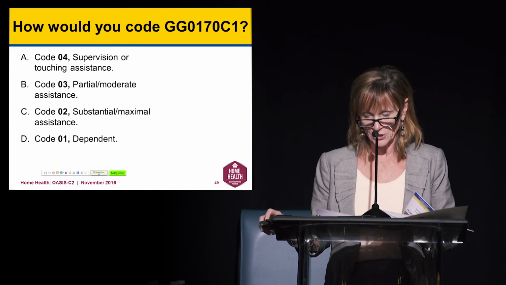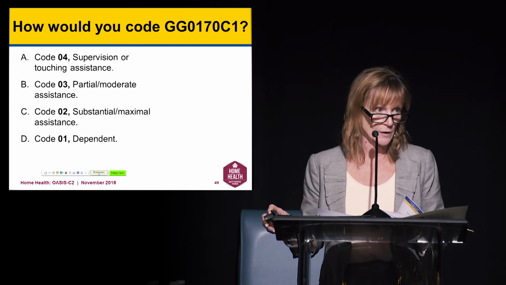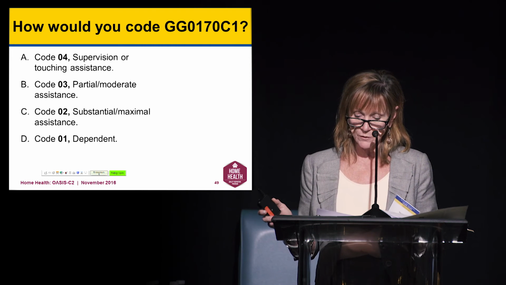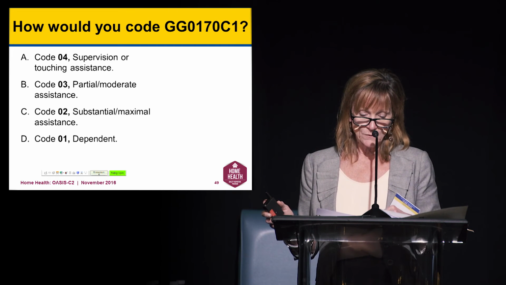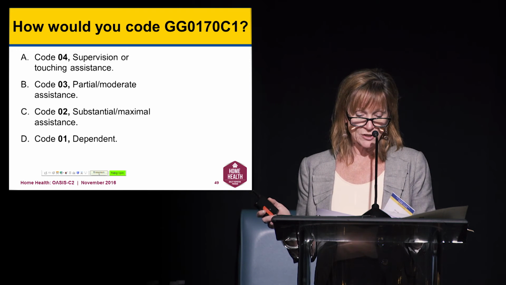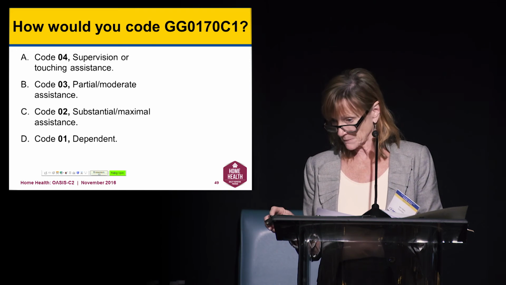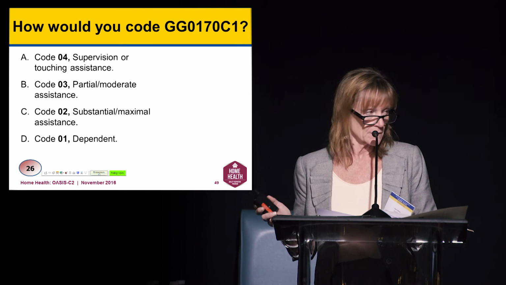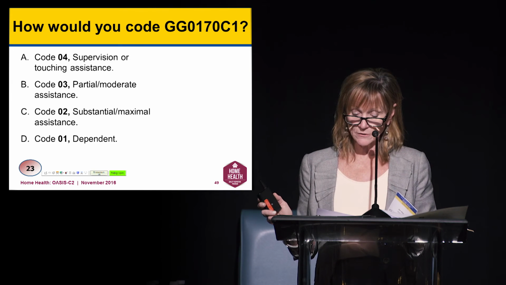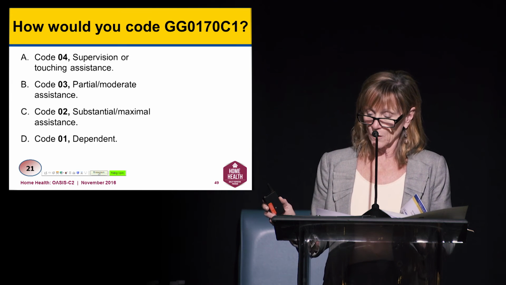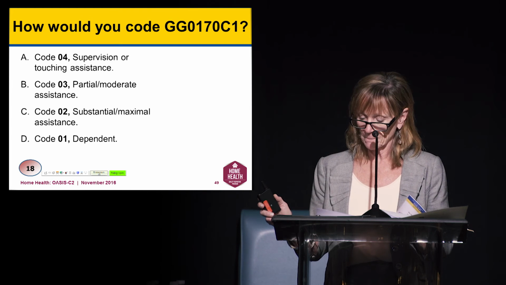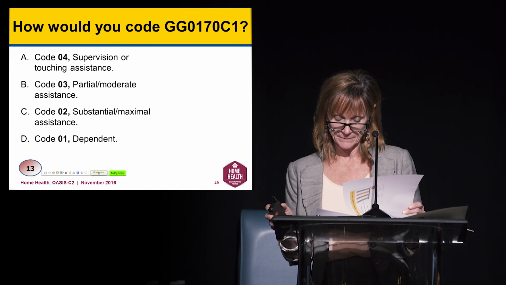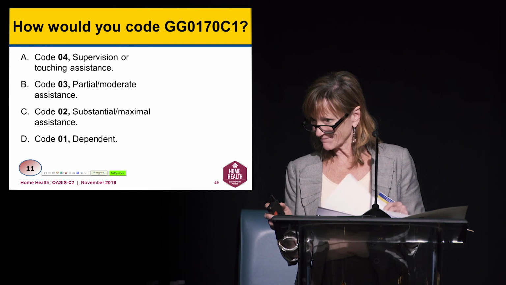How would you code GG0170C1? So this is the sit to lying performance coding. How would you score for the patient? Would it be 04, that it was just supervision or touching assistance? Would it be code 3, partial or moderate? Would it be code 2, substantial or maximal assistance? Or code 1 for dependent? You think it's 1?